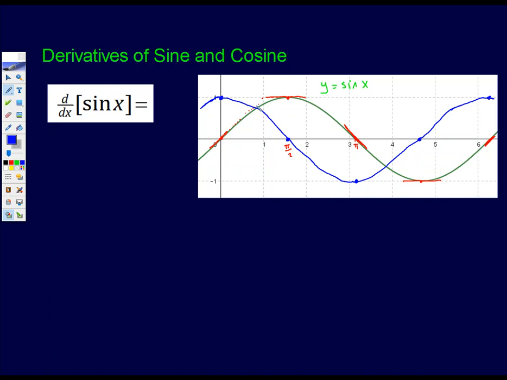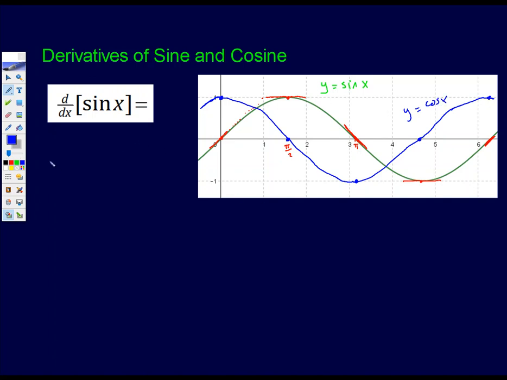Now I want you to look at just the blue. It starts at 0, 1, gradually decreases until it's got a value of 0, because that's what the slope of the green graph was. At pi over 2, we have 0. At pi, the slope of the green graph was minus 1. At 3 pi over 2, 0. And then at 2 pi, 1. I hope you recognize what we just plotted here is the cosine function.